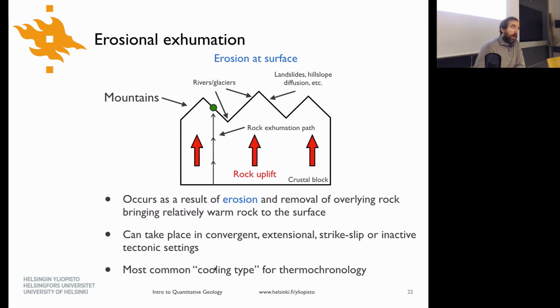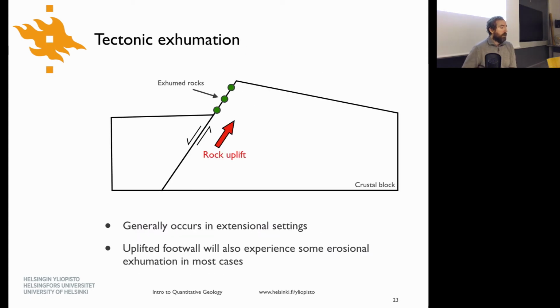This can happen basically in any tectonic setting, whether convergent, extensional, strike slip, or completely inactive tectonic settings. This erosional exhumation happens in all of them. I mention that specifically because that's in contrast to tectonic exhumation. Tectonic exhumation occurs as a result of fault movement, by the fault movement alone with no erosion.